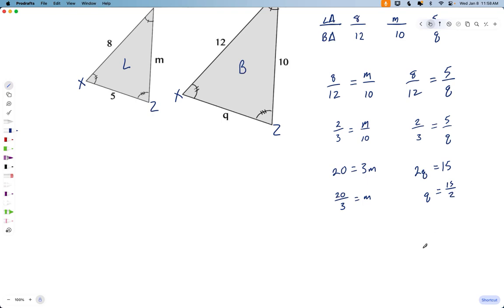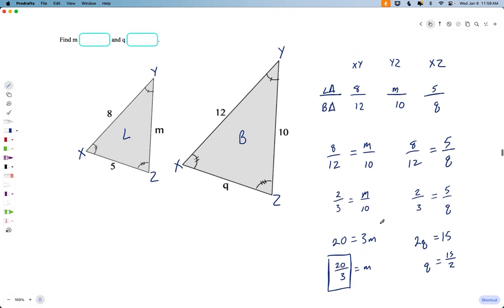Those are your answers. You do not have to divide them. You can leave them in fraction form. So M is going to be 20 over 3, and Q is going to be 15 over 2. In fact, leave them like that because that's the answer the way it's put in the system. You don't have to go to a decimal. Let's look at the next problem.